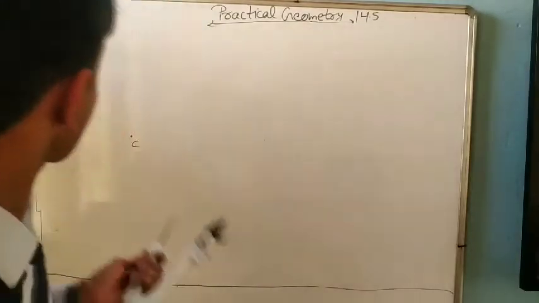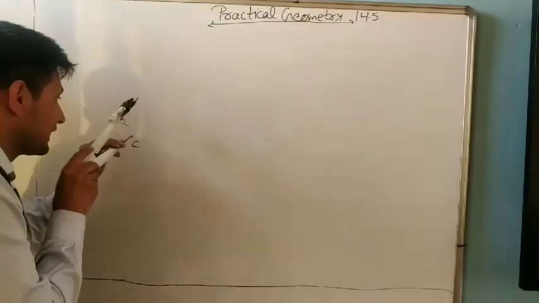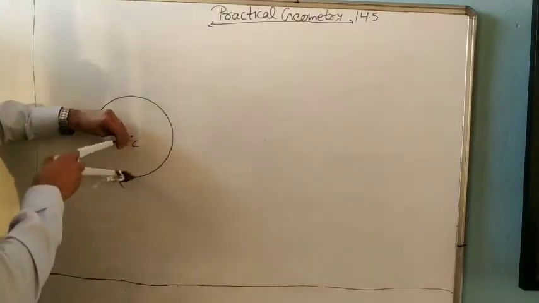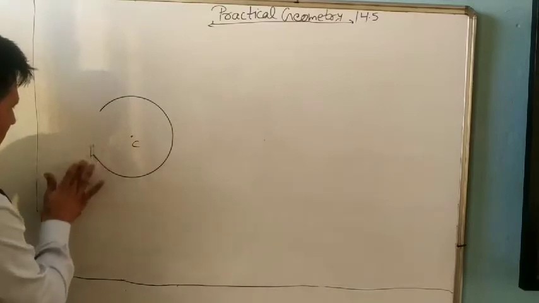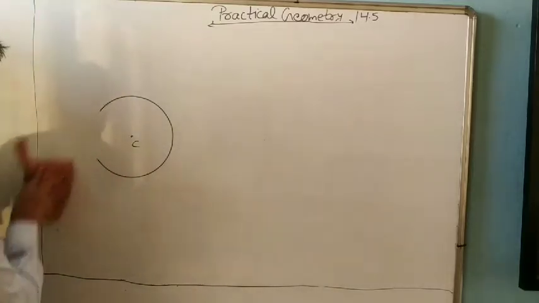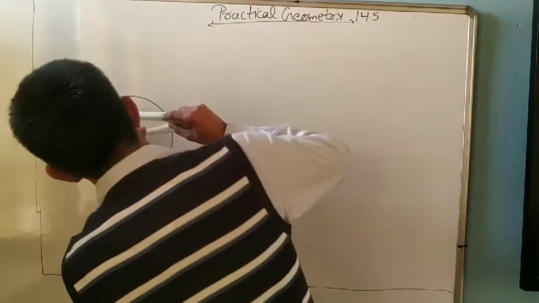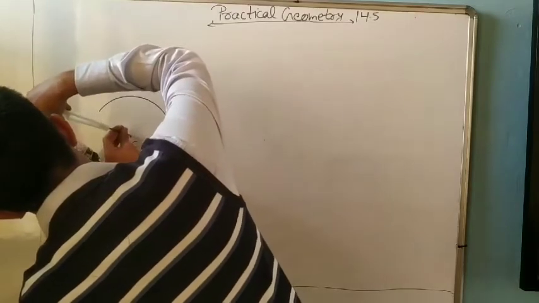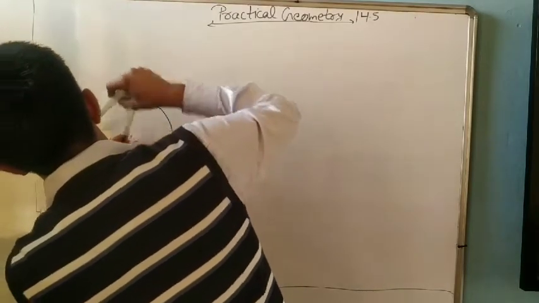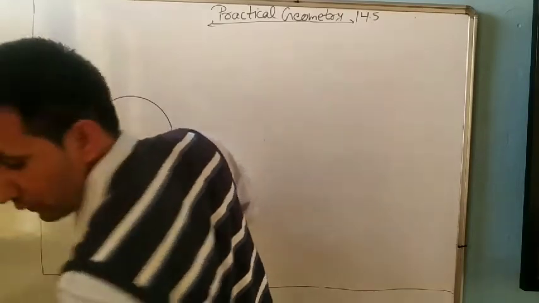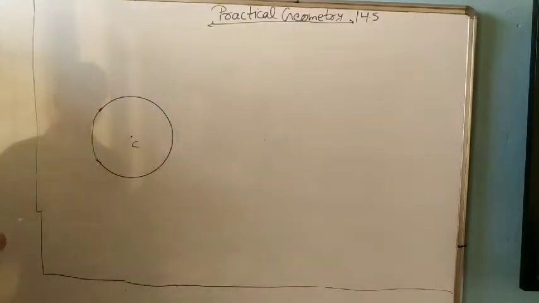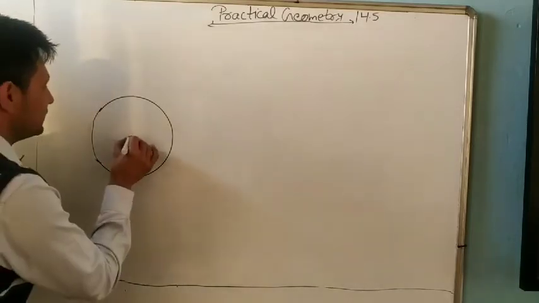So first step: take C as the center and draw the circle. Draw the circle. It is very difficult to draw because the surface is very smooth. Okay, suppose it is a circle, and its radius is 3.4.